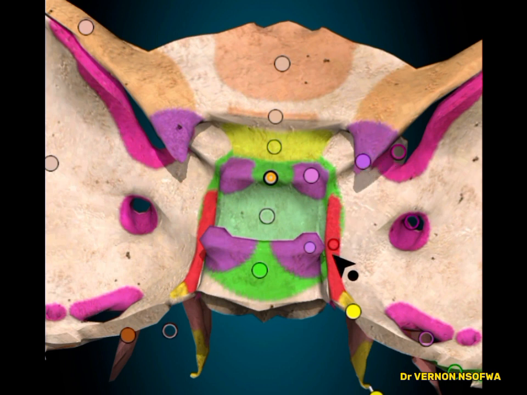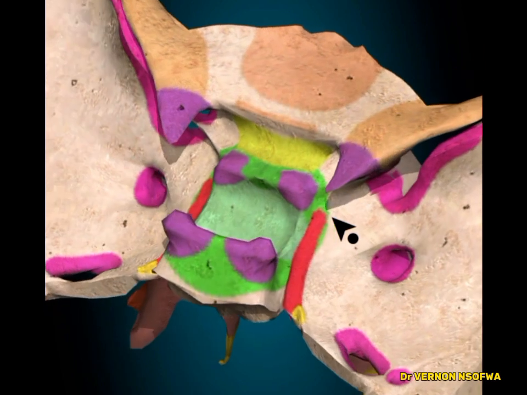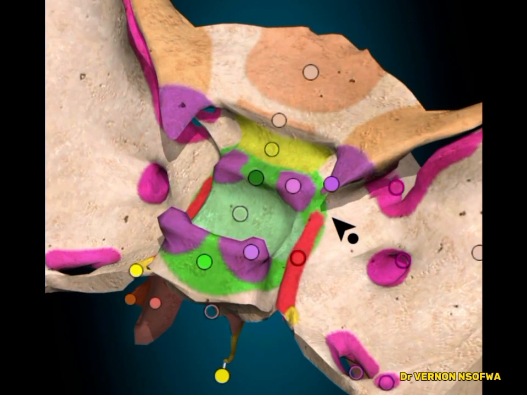Then you can see there is this red part. It's kind of like a depression, where something passes. This red part, we call the carotid sulcus. That is the carotid sulcus.